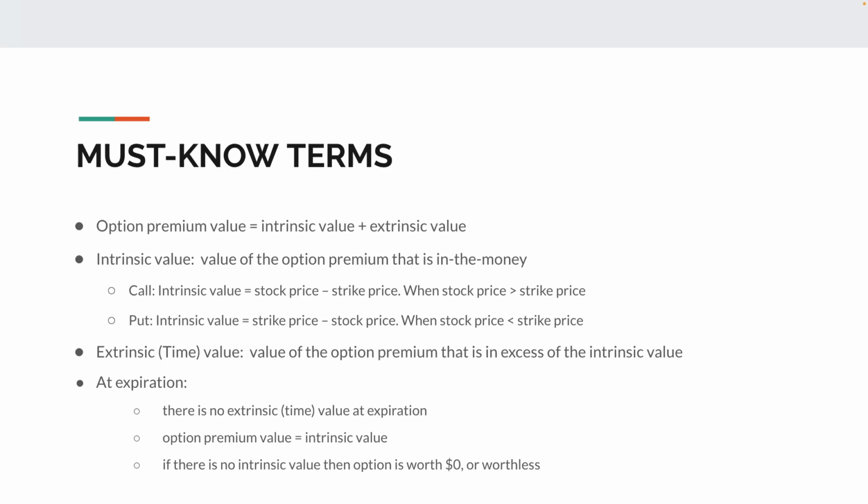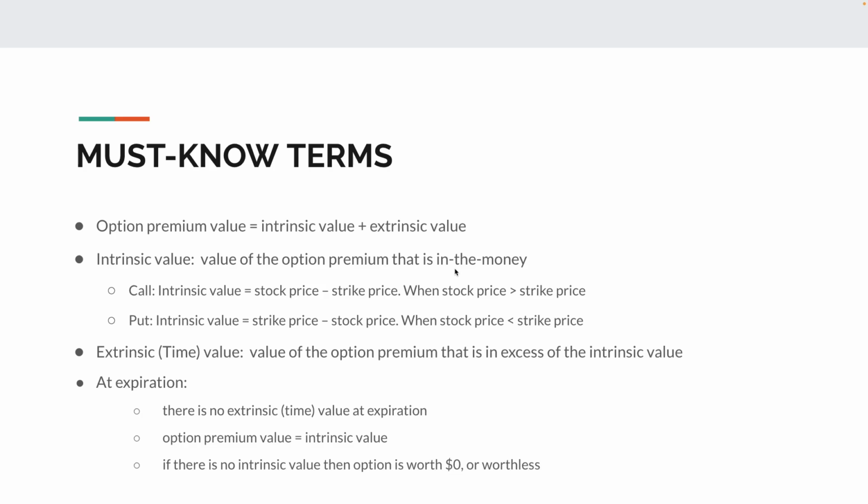We've talked about before what impacts or moves option premiums. Now let's talk about what an option premium is actually made of. The value of an option premium is a combination of its intrinsic and extrinsic value. The intrinsic value of an option is the portion of the premium that is in the money.